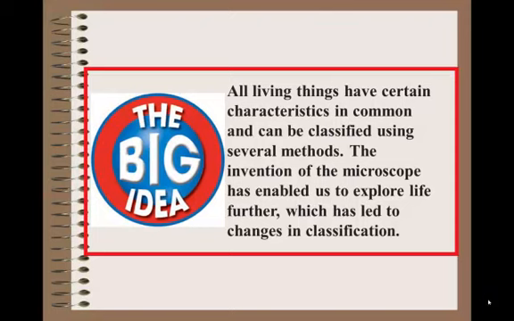Now here's the big idea from your book. All living things have certain characteristics in common and can be classified using several methods. The invention of the microscope has enabled us to explore life further, which has led to changes in classification. Now remember I said there's a committee that meets, and sometimes they learn more information about an organism and they have to change its scientific name, or maybe what phyla or subphylum it is in. Well, here's why. The better microscopes, with more magnification and resolution, help us find out more things about those organisms. And we'll talk about how to use the microscope and care for it when we start going into the lab to look at cells under the microscope.